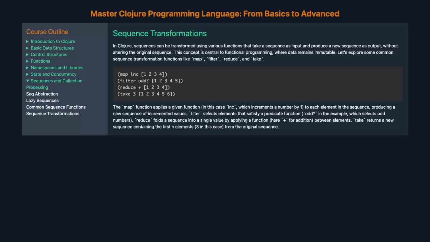The map function applies a given function, in this case inc, which increments a number by 1, to each element in the sequence, producing a new sequence of incremented values. Filter selects elements that satisfy a predicate function, odd? in the example, which selects odd numbers. Reduce folds a sequence into a single value by applying a function, here plus for addition, between elements. Take returns a new sequence containing the first n elements, 3 in this case, from the original sequence.